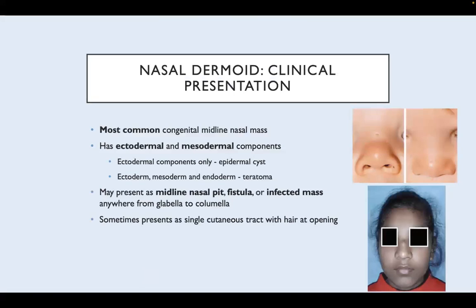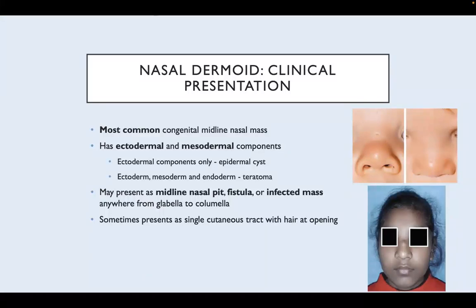So how they present, they are basically the commonest congenital midline nasal mass, and it's most likely what our patient had. This has ectodermal and mesodermal components. So if it's only got ectodermal components, then it's actually called an epidermal cyst. But if it's got all three, so ectoderm, mesoderm, and endoderm, then it's classified as a teratoma.